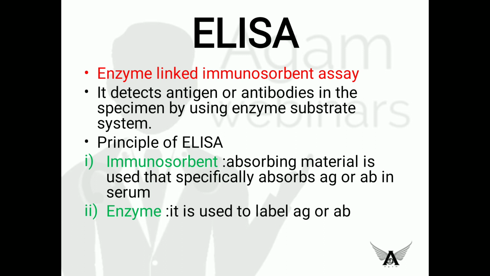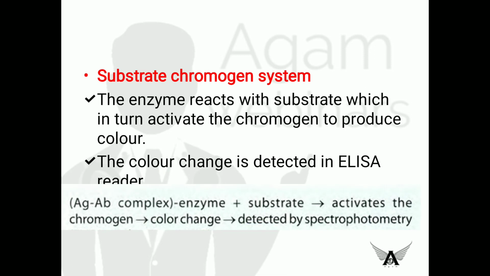Next is the enzyme. It is used to label the antigen or antibody. Next is the substrate chromatin system. Next, when we add substrate chromatin, the enzyme reacts with the substrate, which in turn will activate the chromatin to produce color. Chromatin is a color producing substance. The color change is detected in the ELISA reader. See, this is the principle.